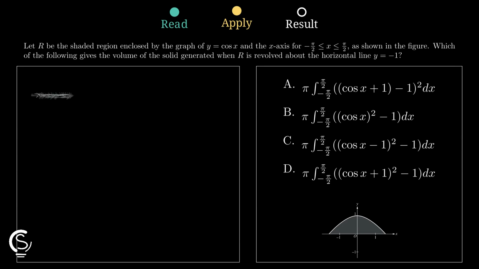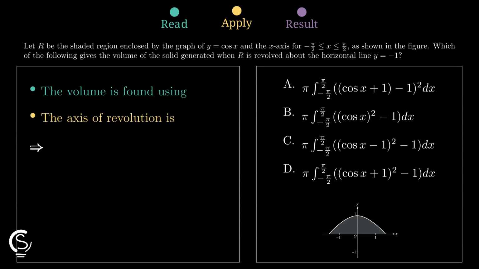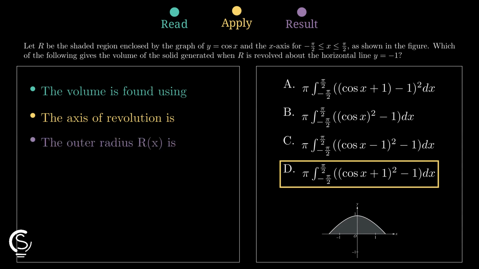Next, we determine the outer radius by taking the top function cosine x and subtracting the axis value of -1, which simplifies to cosine x plus 1 for our radius. The inner radius is the distance from the x-axis to our axis, which is 1. Squaring both yields the integral in option D.